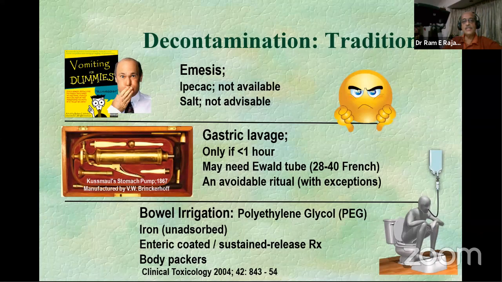Okay, so there is no indication for emesis, and emesis with ipecac or salt can predispose the patient to aspiration, and is something that you would like to avoid altogether. If you're going to do a gastric lavage, the usual data that you have is preferably to do it within the first hour after the ingestion. And for this, as I said, you may need an Ewald tube that is very large. And more commonly, if you need an Ewald tube to get the gastric lavage done, you probably also need to protect the patient's airway, which I think is a completely avoidable ritual with very few exceptions. So we probably shouldn't be doing gastric lavage, I would say, with an exception.